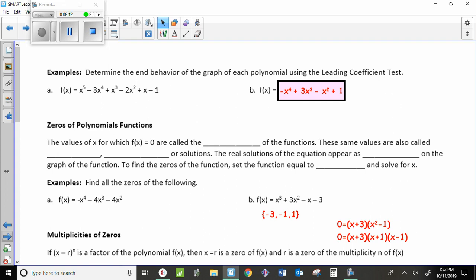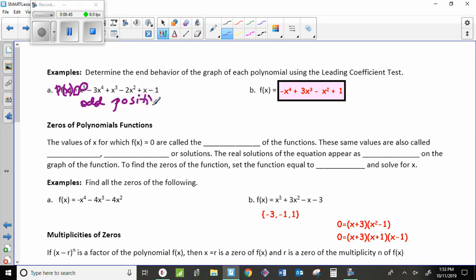So let's have it here with our example. Let's determine the end behavior of this given polynomial. Our p of x is equal to x to the fifth minus 3x to the fourth plus x cubed minus 2x squared plus x minus 1. Now the leading term has an odd exponent, and the leading coefficient is positive. Since this is odd and it's positive, then we know that as x increases without bounds, or as x goes to infinity, the y value will also go to positive infinity. But as x decreases, then your y value will also decrease.